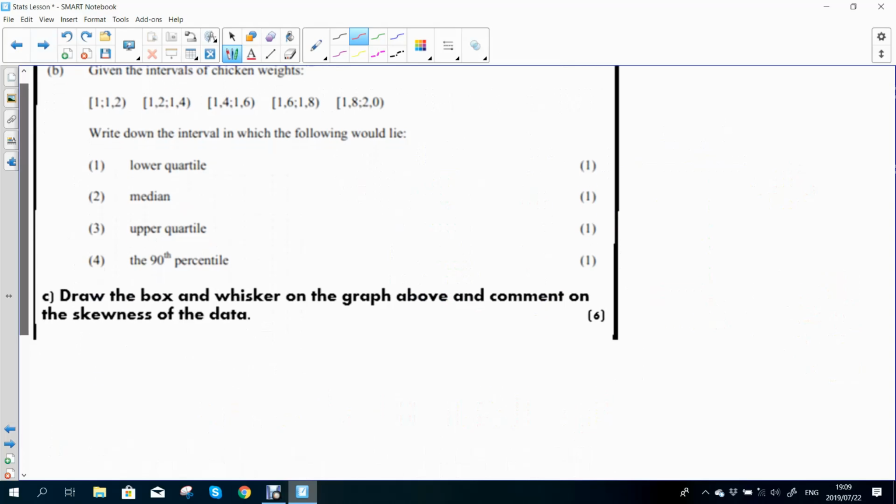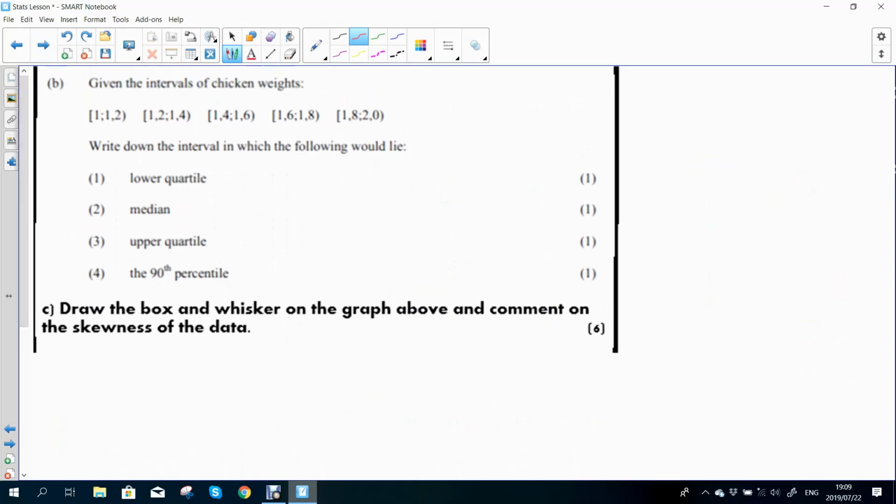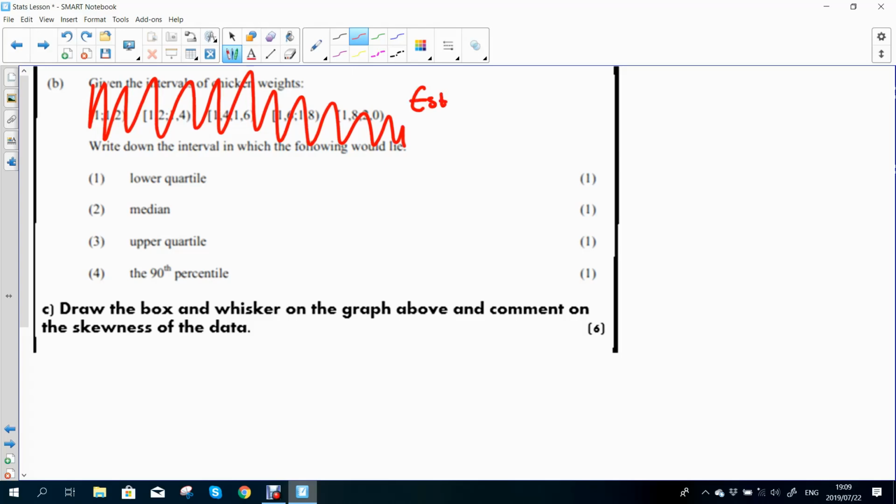Then I'm going to use the curves. I'm not done yet with this question. I'm now going to use my graph to determine, and it says here, write down the interval. So I'm going to change this question slightly. I'm going to say estimate, using your graph. I want you to find the lower quartile.